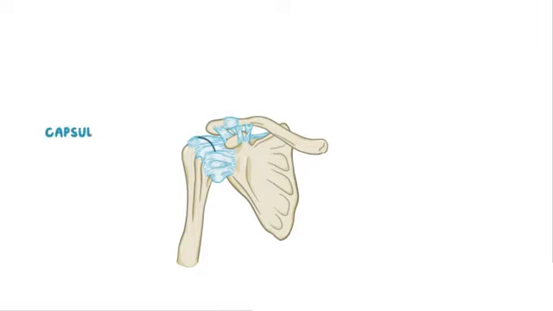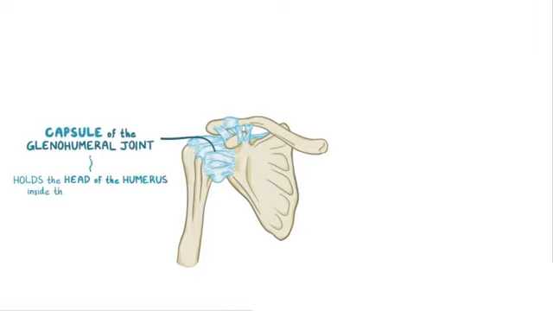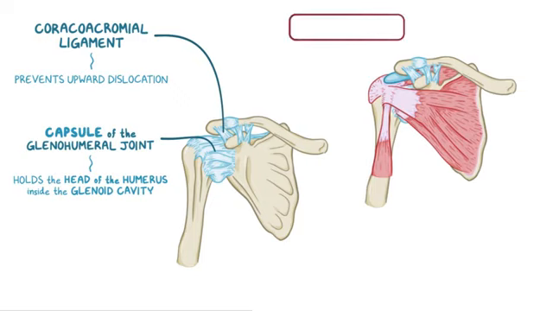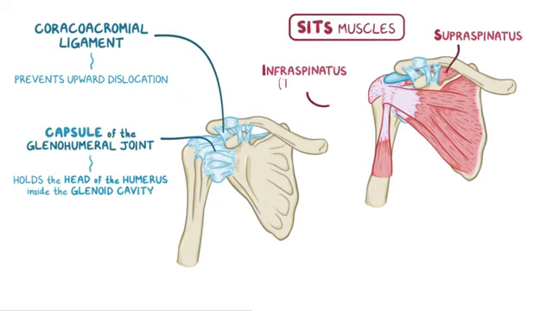The ligaments of the capsule of the glenohumeral joint hold the head of the humerus inside the glenoid cavity. The coracoacromial ligament forms an arch between the coracoid process and the acromion, and it prevents the head of the humerus from upward dislocation. In addition to these ligaments, the shoulder is supported by the four rotator cuff muscles, also called the SITS muscles, for supraspinatus, infraspinatus, teres minor, and subscapularis.